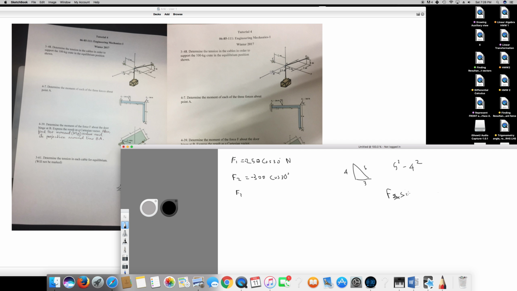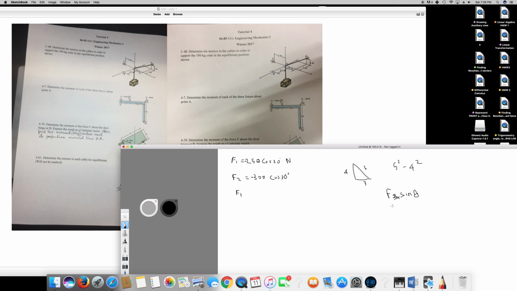F3 sine theta. So sine theta is going to be what? Opposite over hypotenuse. So whenever you see something like this, opposite is always the y-axis, and the x-axis is the adjacent. So in this case, the y-axis is 4. They have given y-axis is 4.